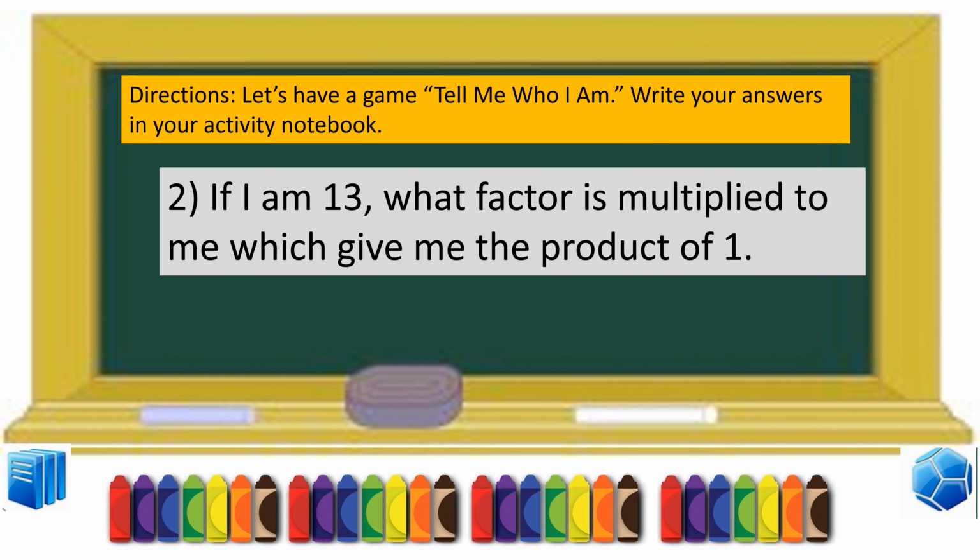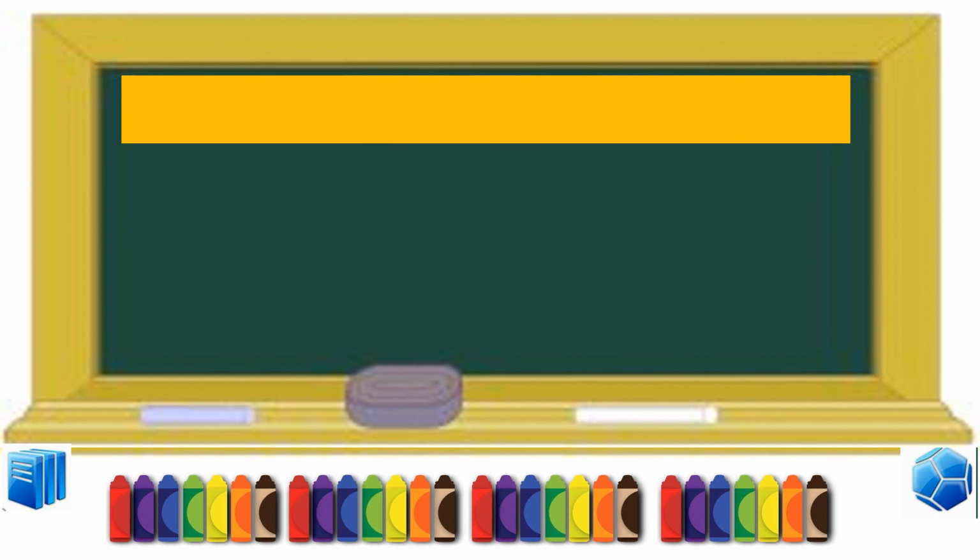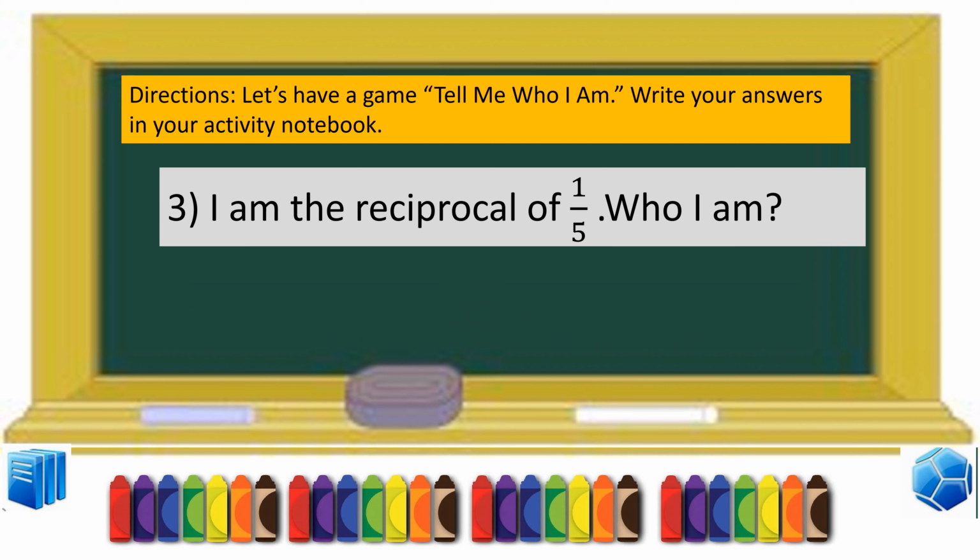Number 2. If I am 13, what factor is multiplied to me which gives me the product of 1? I can be multiplied by 1 over 13. Number 3. I am the reciprocal of 1/5. Who am I? I am 5.